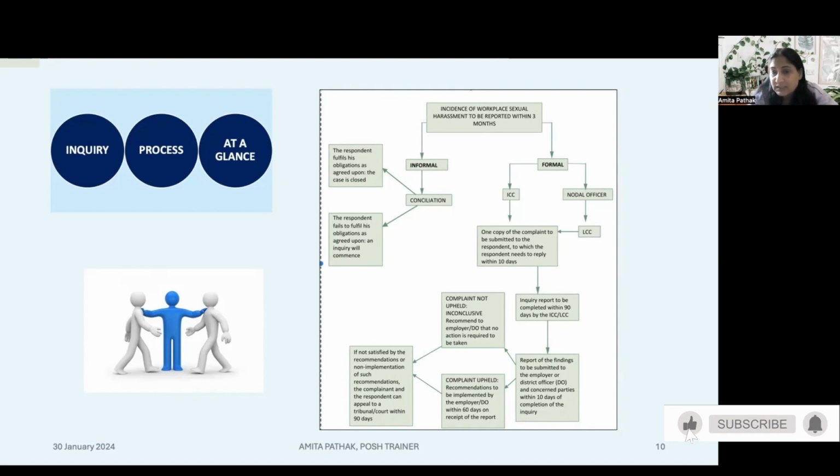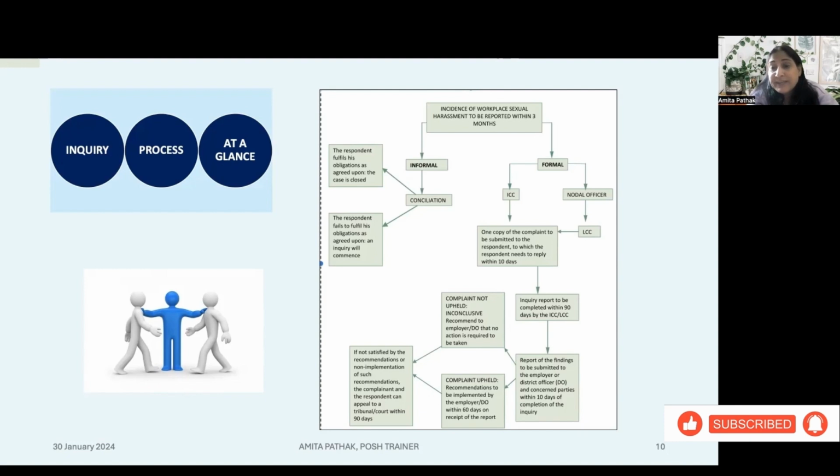Once the inquiry is complete, a report will be prepared, and the findings of the report will be submitted to the employer or district officer or the concerned authority within 10 days of the completion of the inquiry. In that case, there are two instances: complaint not upheld and complaint upheld. If the complaint is not upheld, so inconclusive, the ICC can recommend to the employer or district officer that no action is required. And if the complaint is upheld, the recommendation will be implemented by the employer or the district officer within 60 days of receipt of the report.